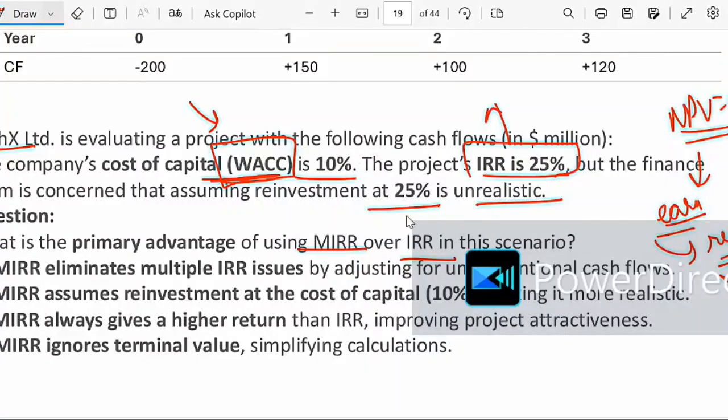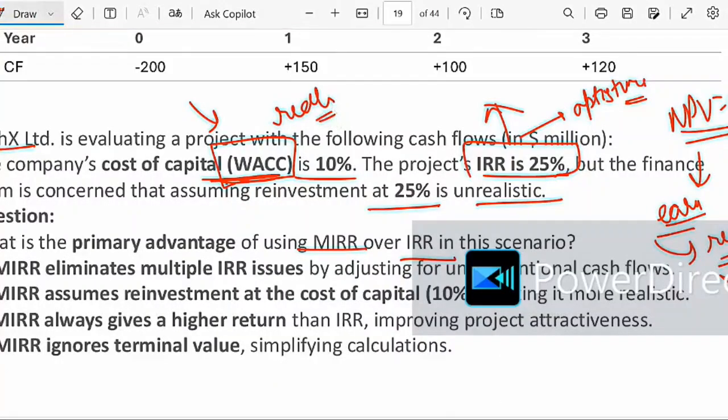Right. So this is where modified internal rate of return steps in like a hero, right? It says, let's be practical, let's reinvest at the company cost of capital, not some high dreamy IRR. This IRR is very high, 25%. So while IRR shows an optimistic picture, MIRR gives you a realistic picture, right?